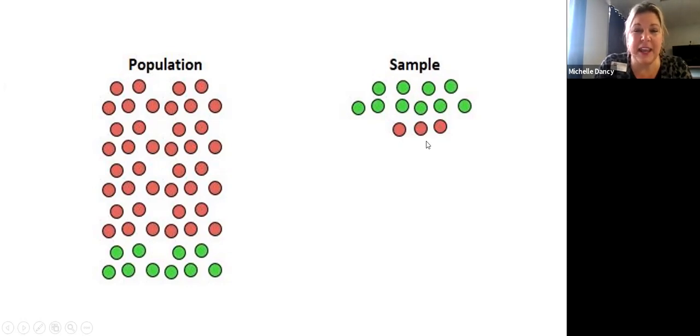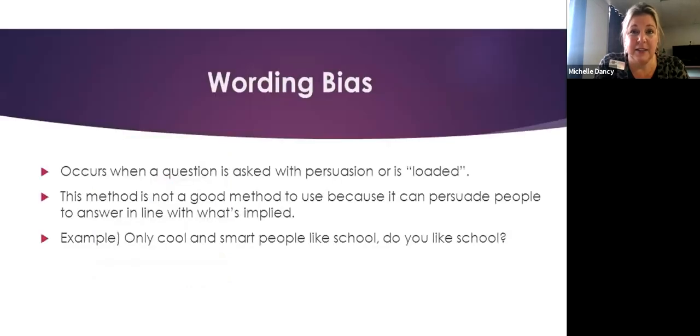That can't be random. This would be a biased sample, which therefore means all of the data that we do is not going to be correct. We're not going to be able to use it to draw accurate conclusions about the population. So we want to be very, very careful that we don't have any bias.